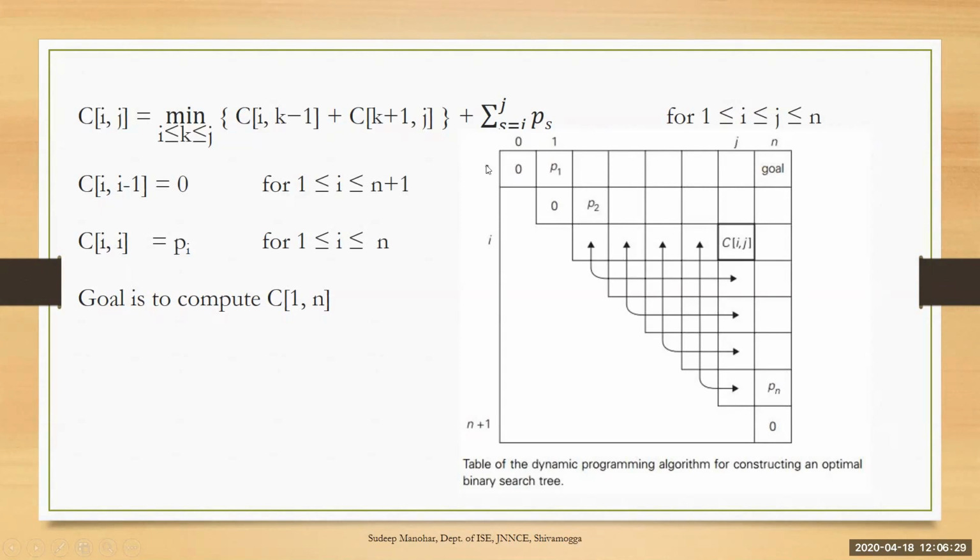That means the diagonal elements contain the zeros, and to the right of the diagonal, whatever you get on that, you should store the probabilities of all the keys. So these are the initial things. Having this basic understanding, we will take a problem and see how to solve it.